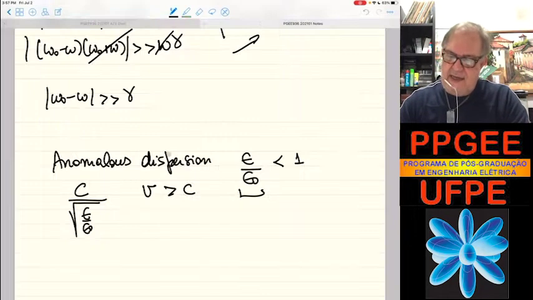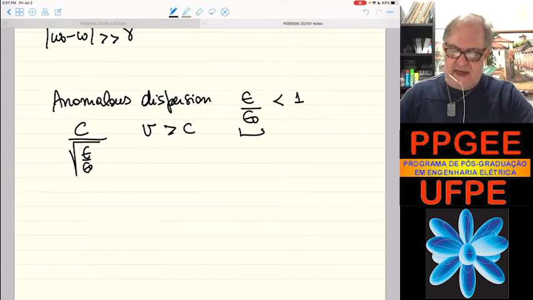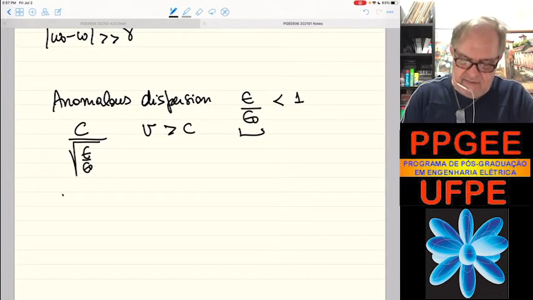So we can calculate in the Lorentzian approximation. Let's go back to the relative permittivity here, right?